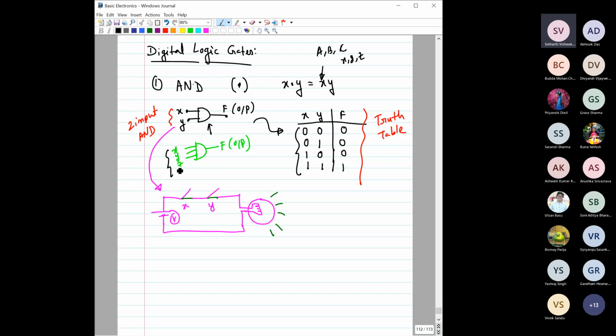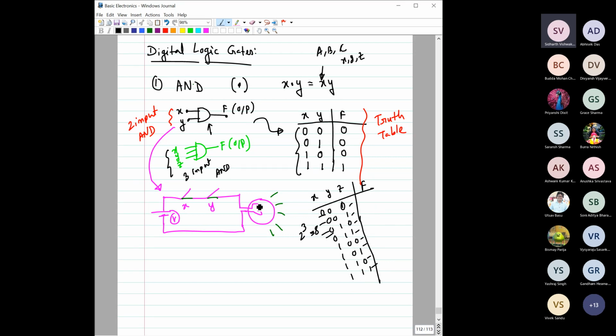Similarly, for a three input AND gate, you have to make it X, Y, Z, and then the output F. There are three variables, so the total number of combinations is 2 to the power 3, so there would be 8 different combinations: 000, 001, 010, 011, 100, 101, 110, 111. You can see there are 1, 2, 3, 4, 5, 6, 7, 8. For these 8 combinations, what will be the output?